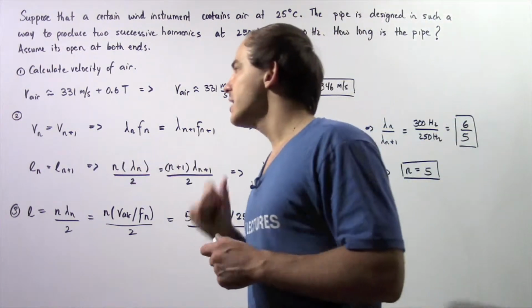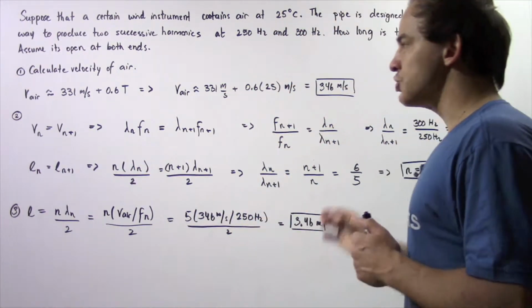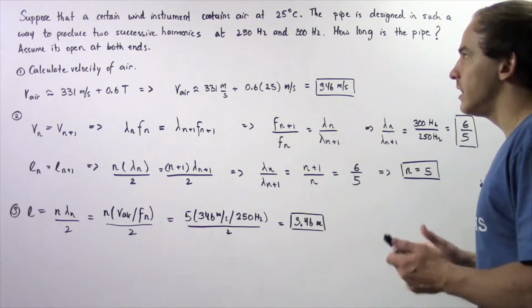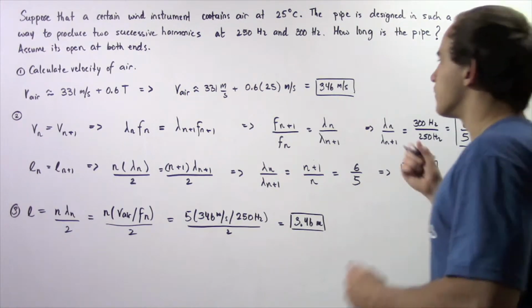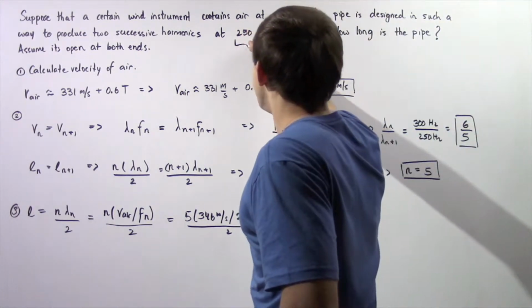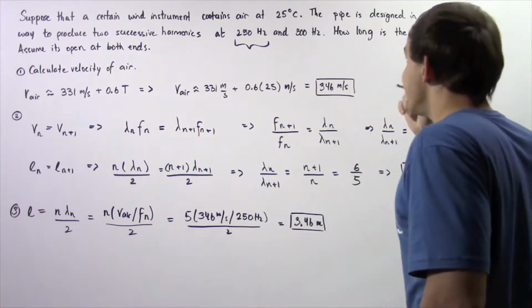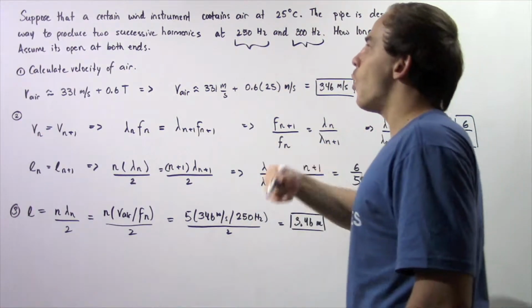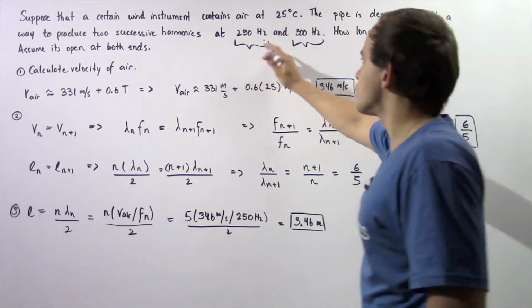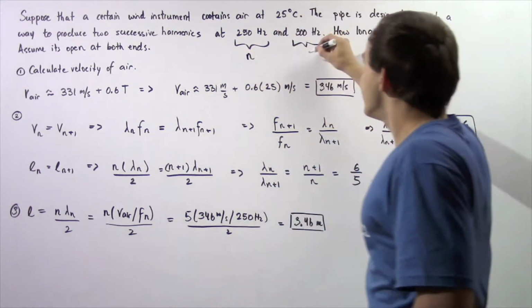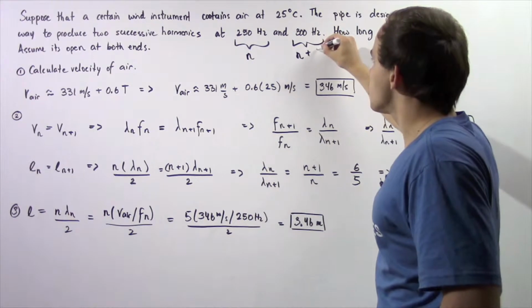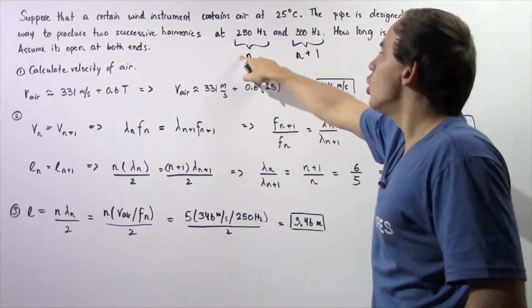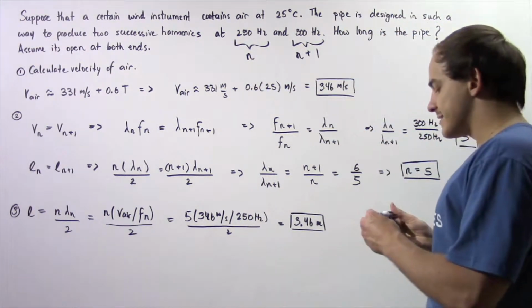Now let's move on to step 2. In step 2, we want to calculate the harmonic number. This frequency corresponds to a certain harmonic, and this frequency corresponds to a harmonic that is 1 plus this harmonic. So let's suppose this is n, then this must be n plus 1. We want to find out what this n value is.